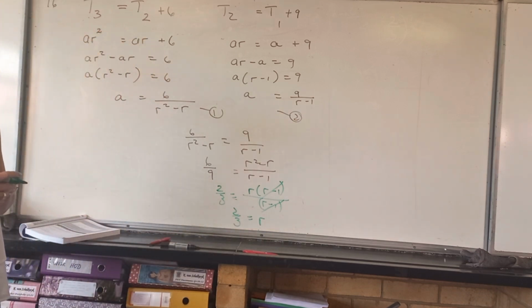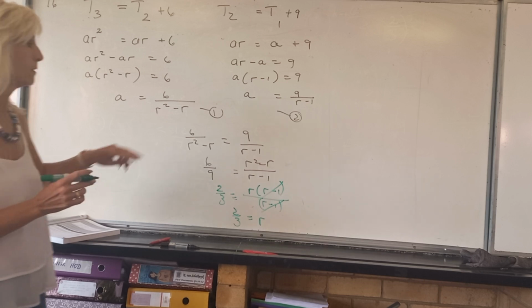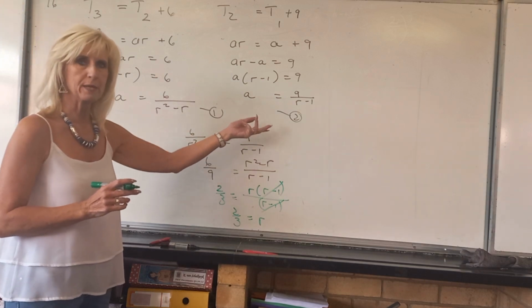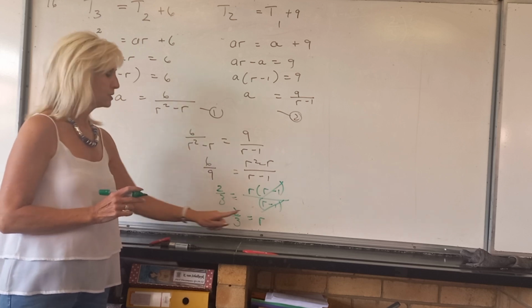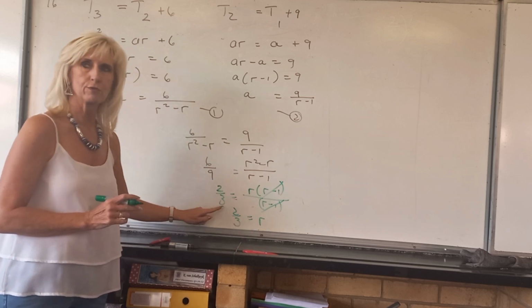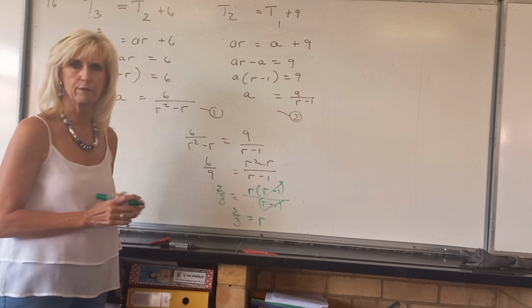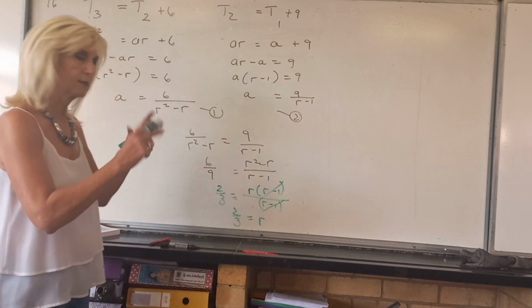Happy on that one? Okay, now, if you had swapped it around, it would have been 9 over 6, but it would have been 1 over R. So if 1 over R is 3 over 2, then R would be 2 over 3. Just check out the swapping around.